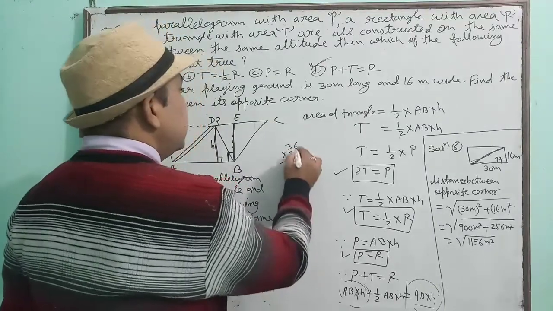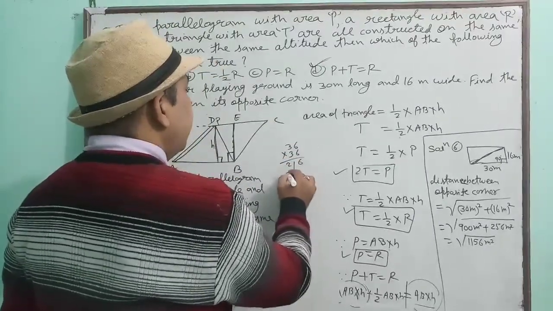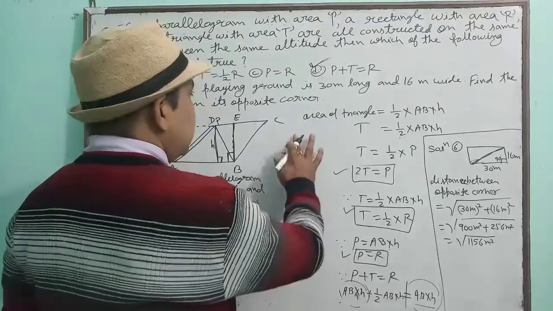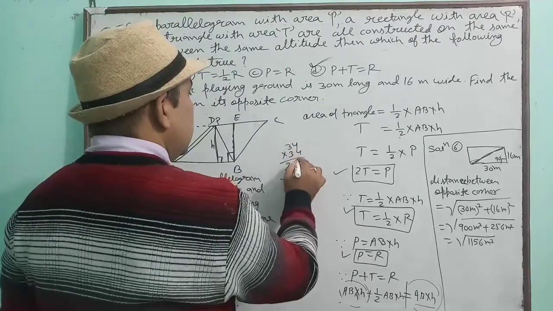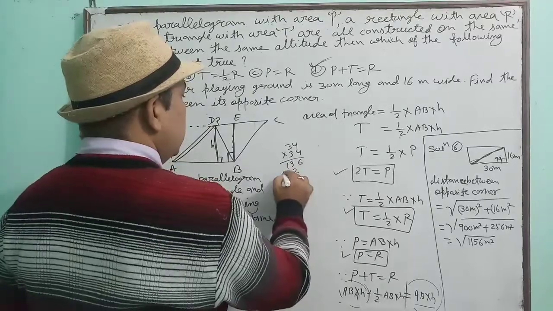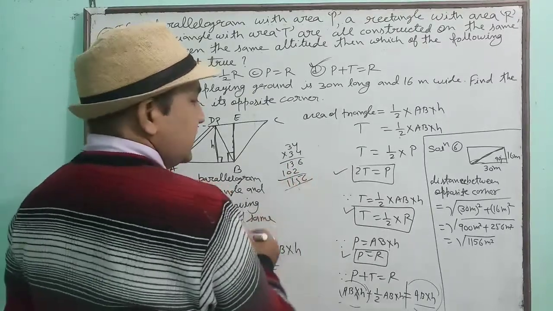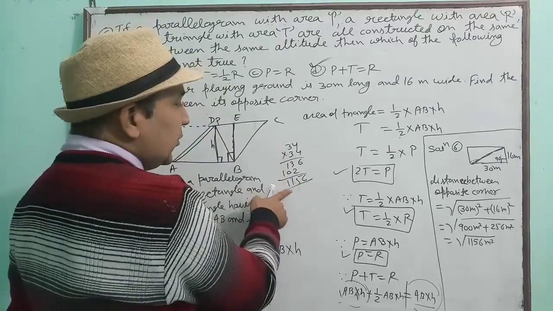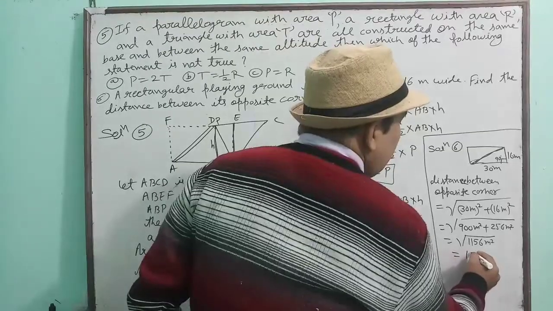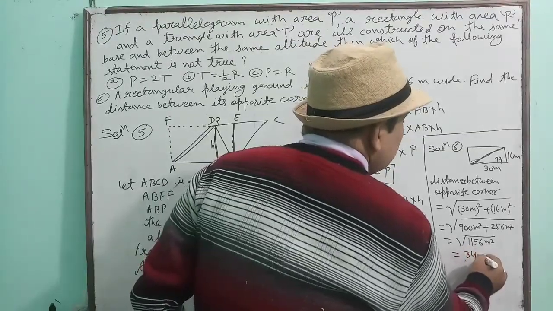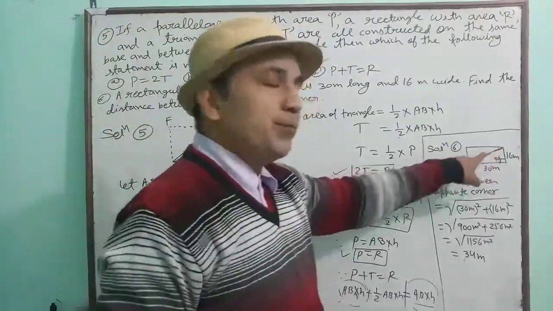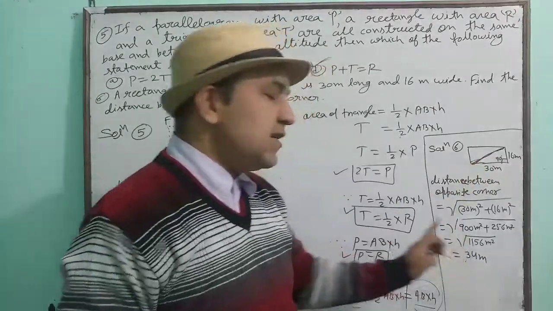If we find the square root of 1156, I think 36 should be the answer. Just check it. No, 36 is not the answer. Then check 34. Yes, 34 into 34 becomes 1156. It means the square root of 1156 is 34 meter. That means the distance between the opposite corners is 34 meter.